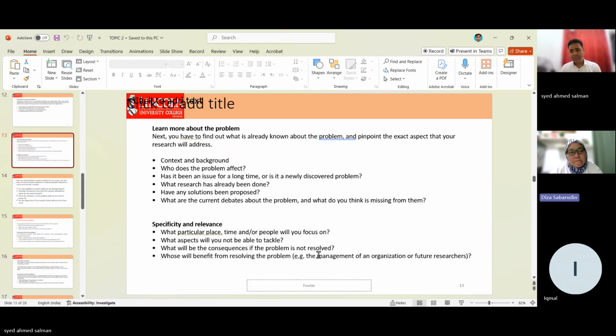So now again I'm going to give you 10 minutes. You have to tell me how to develop the problem statement of this particular topic. How to develop the problem statement. Try to write in one page or two pages if possible.